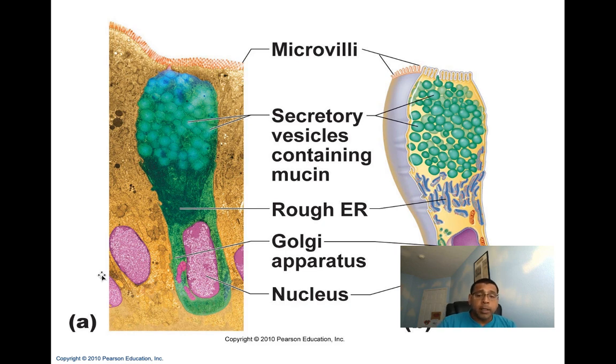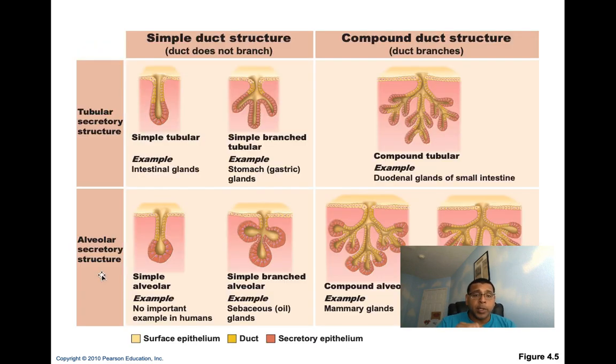And then the multicellular exocrine glands, we see here, are glands that are composed of a duct, not a quack quack duck, not D-U-C-K, D-U-C-T, a duct, and a secretory unit. A secretory unit, secreting component, basically. So let's talk about the different components. First, we have the duct.